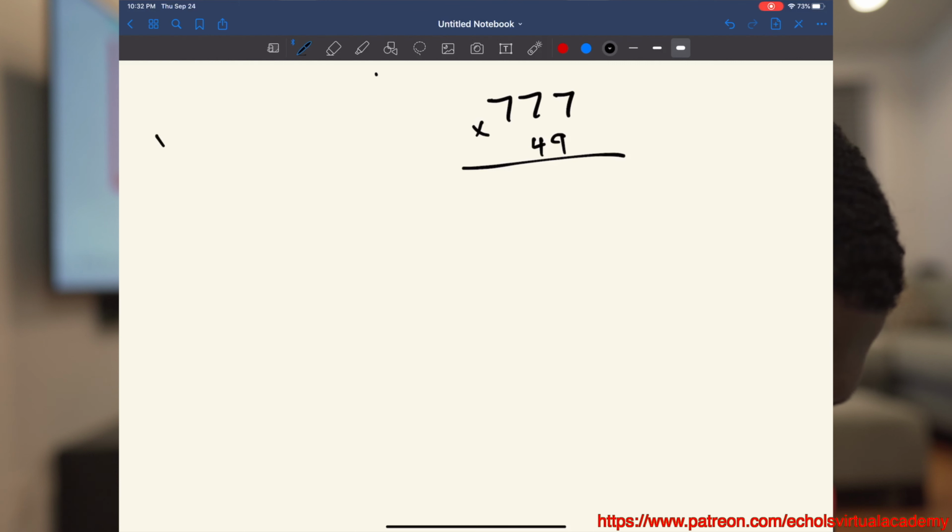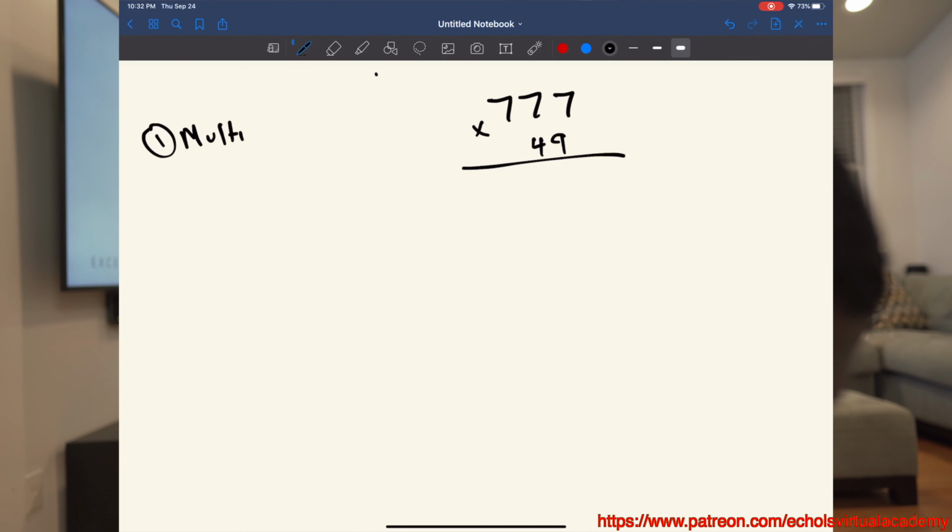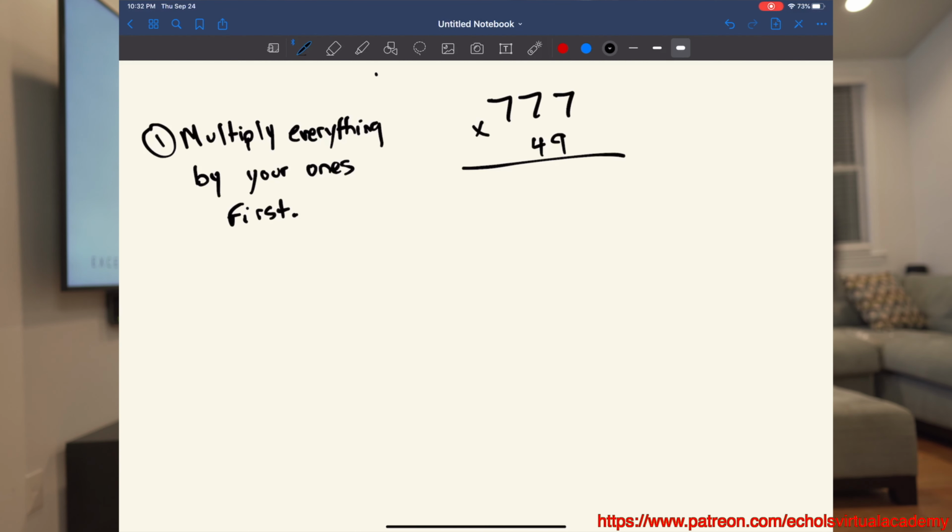Let's write them down so we remember them. First, you gotta multiply everything by your ones place first. So 7 times 9, 63, put your 3 down, carry your 6. 7 times 9 again, 63 plus 6, 69, put your 9 down and carry your 6. 7 times 9 again is 63, plus 6 is 69.